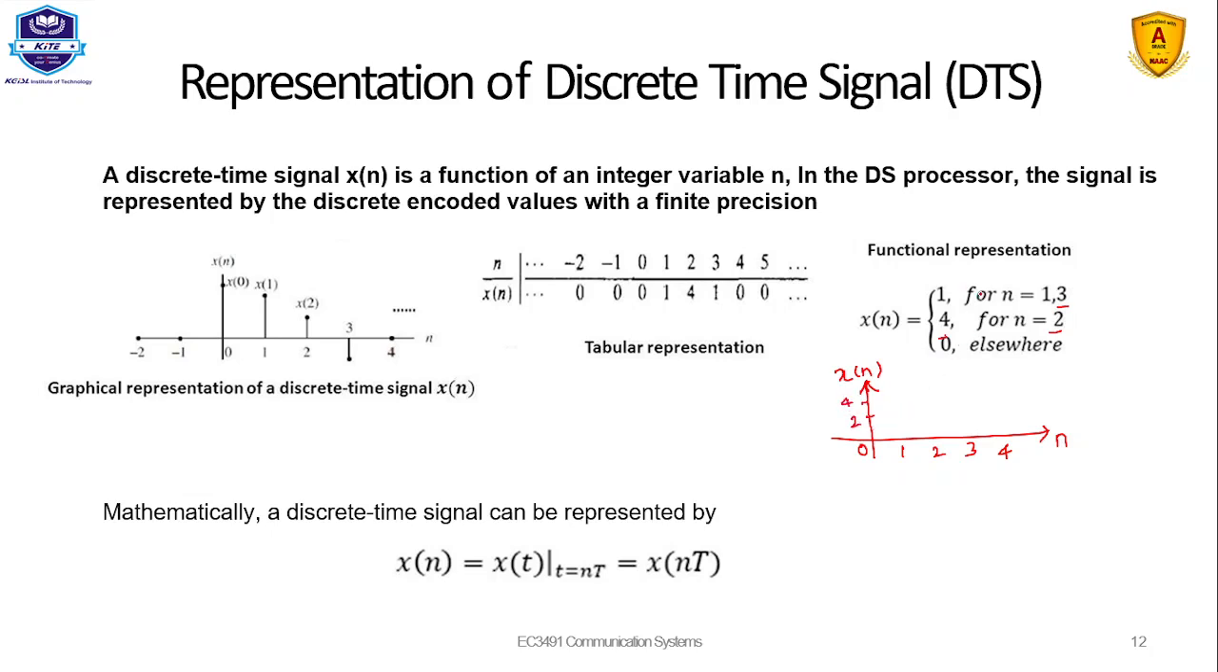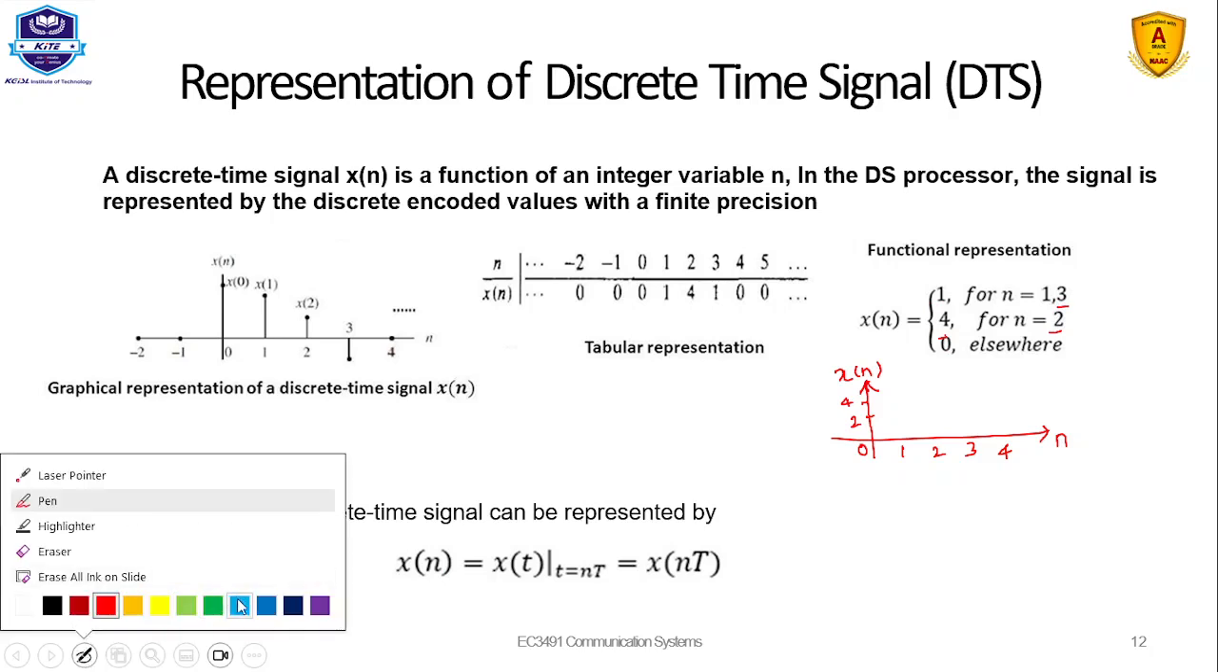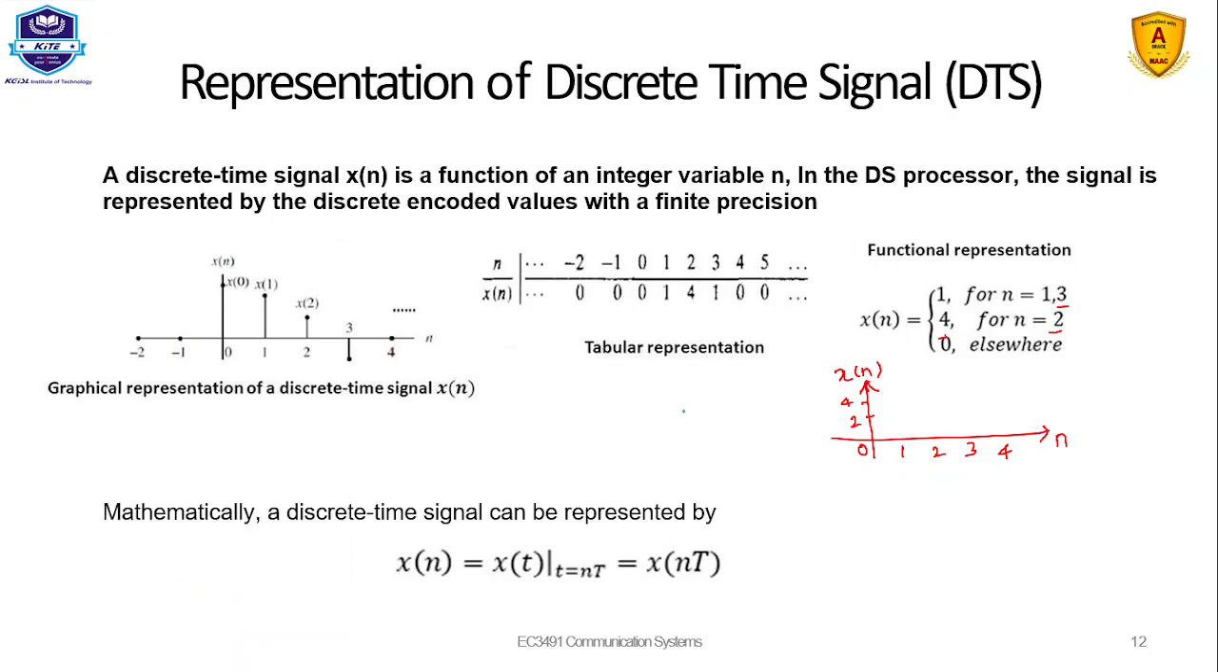So what is the value for n equal to 0? They haven't given it, but for n equal to 1, the value here is 1. So how we are going to represent it: simply represent here that for n equal to 1 the value is 1, and for n equal to 3 it is also 1.